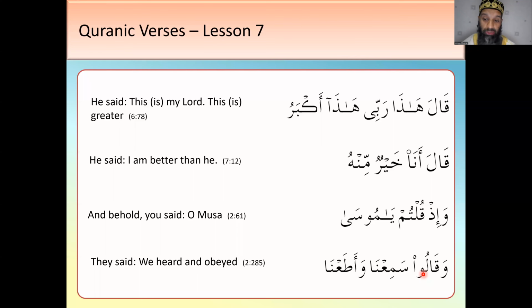So, are we happy with this? وقالوا, and what do you call it? They all said, سمعنا, we all heard, وأطعنا, and we all obeyed. Yeah, obeyed because na is past tense. Yeah, are you happy with that?